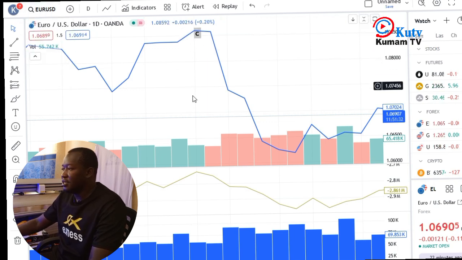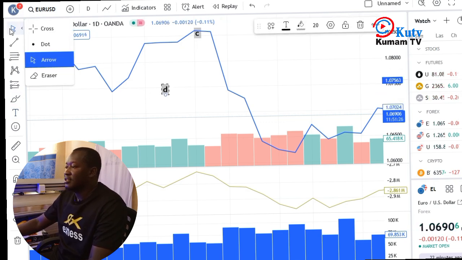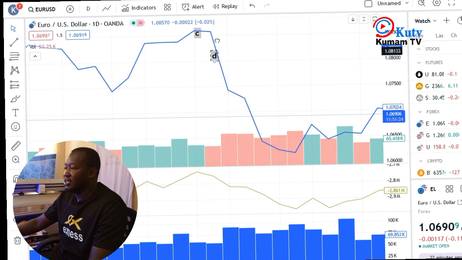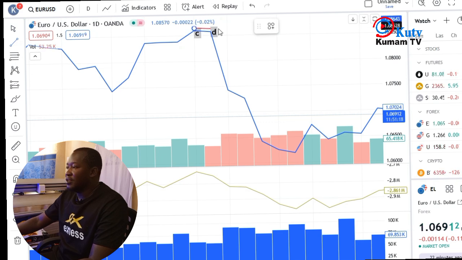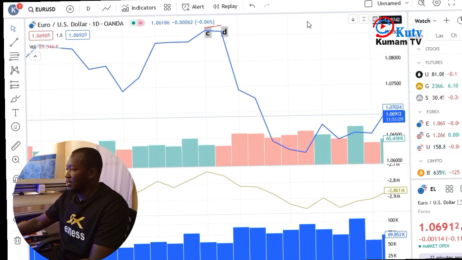This is point C and point D. So this point C and point D, let us make our trade line point A to B. Hope everyone can be able to see that.